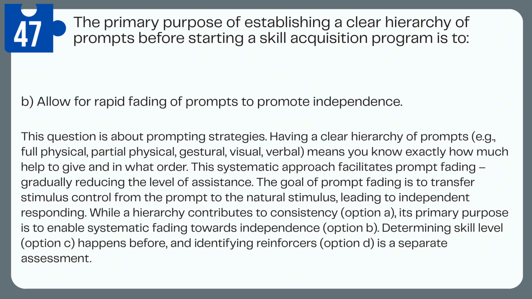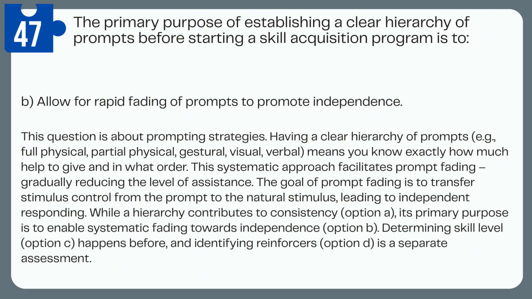Answer B. Allow for rapid fading of prompts to promote independence. This question is about prompting strategies. Having a clear hierarchy of prompts, example, full physical, partial physical, gestural, visual, verbal, means you know exactly how much help to give and in what order.